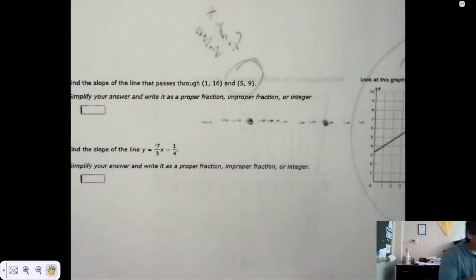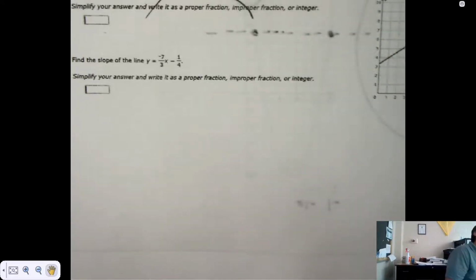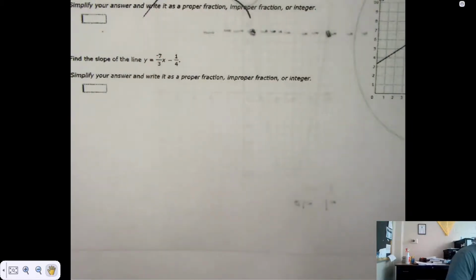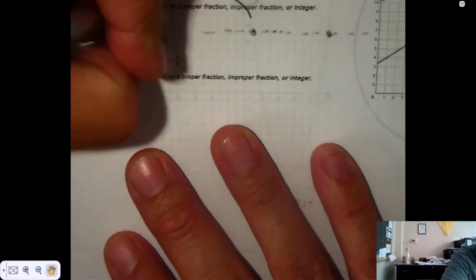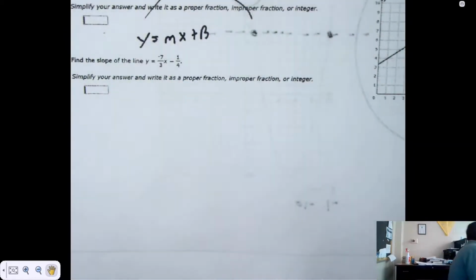All right, so everybody thinks they can do slope, so we'll just skip over that one, save a little time. Here we're given a line. Find the slope of line y equals -7/3 x minus 1/4. Emma, what form is that in? Slope intercept. Thank you, two Emmas. It's mx plus b. Standard form of a line is ax plus by equals c. That's the slope intercept form. And you just had to know that to make this problem really, really easy.